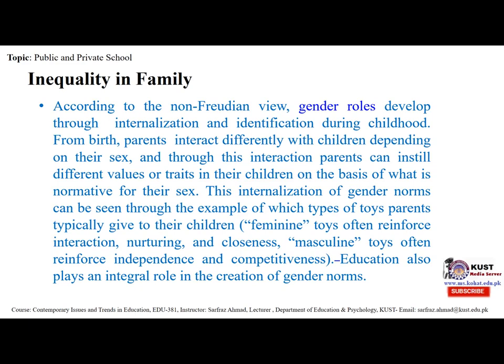This internalization of gender norms can be seen through the example of which type of toys parents typically give to their children. Feminine toys often reinforce interaction, nurturing, and closeness. Masculine toys often reinforce independence and competitiveness. Education also plays an integral role in the creation of gender norms.